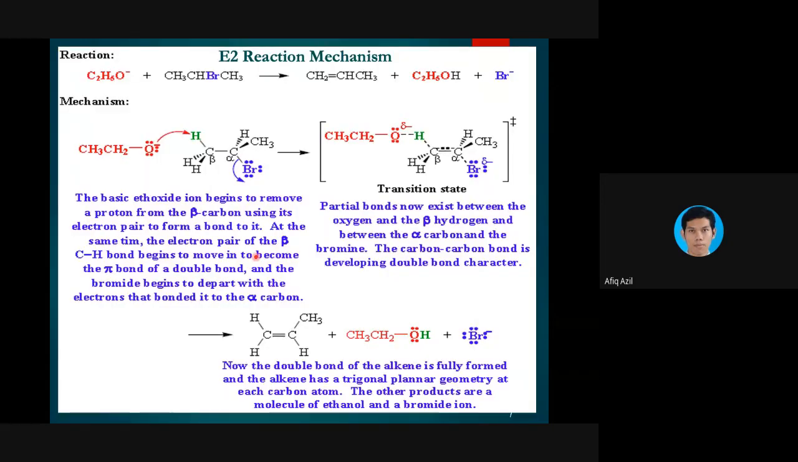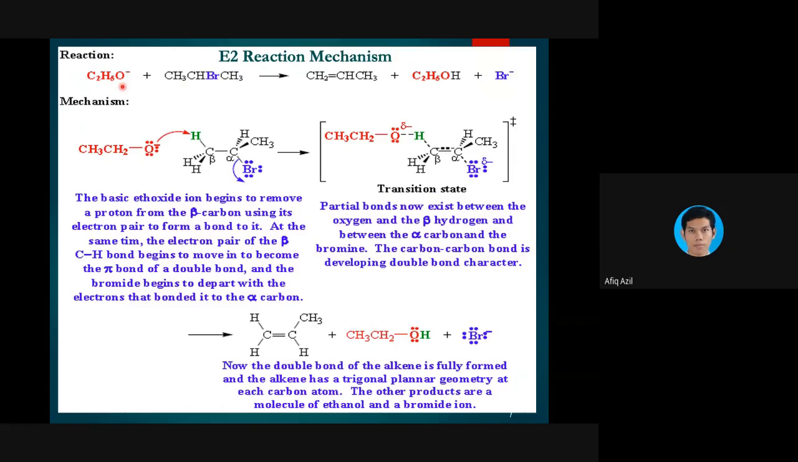So this is the E2 reaction mechanism. Here we have an alkyl halide where the bromine is bonded to this carbon. So this carbon is actually a secondary carbon. Why secondary? It is attached to two other carbons, 1 and 2. If you cannot visualize it like this, you may draw it in an open skeletal form or open chain, so that it is easier for you to see the position of the bromine, carbon and hydrogen.